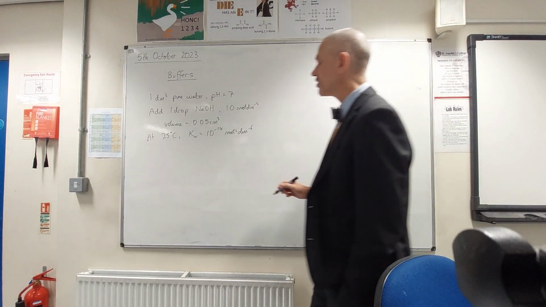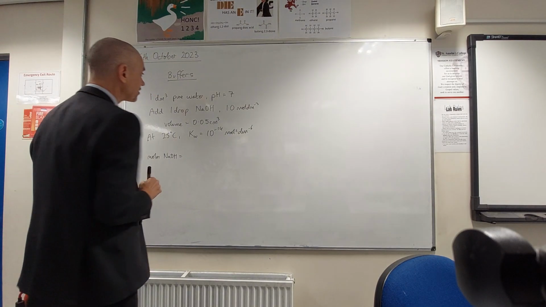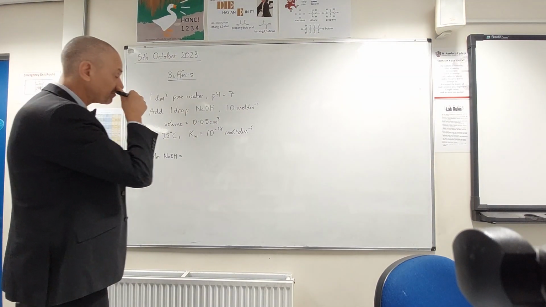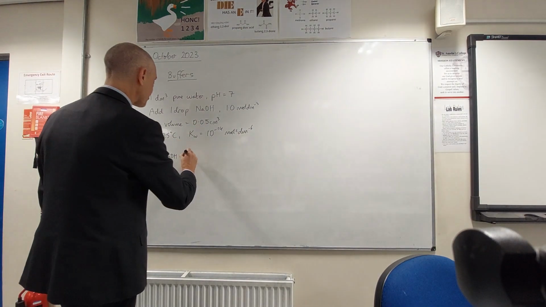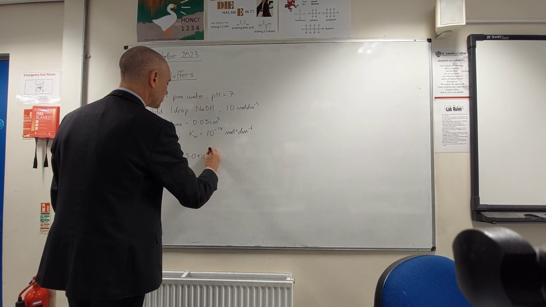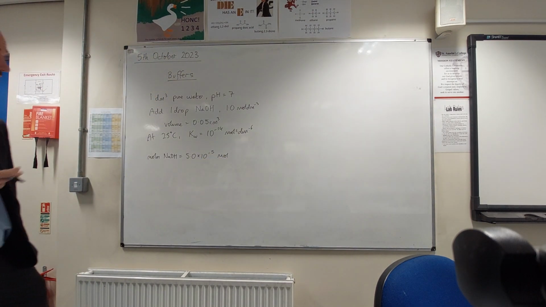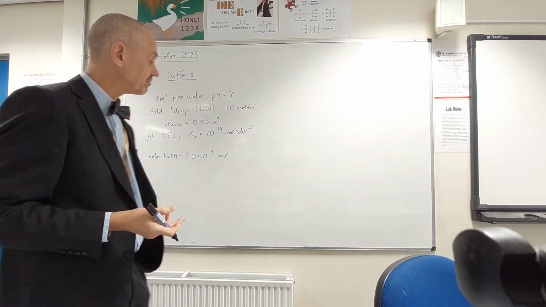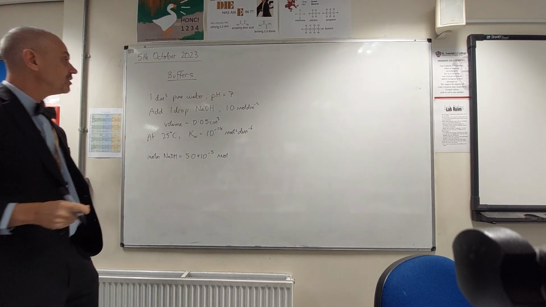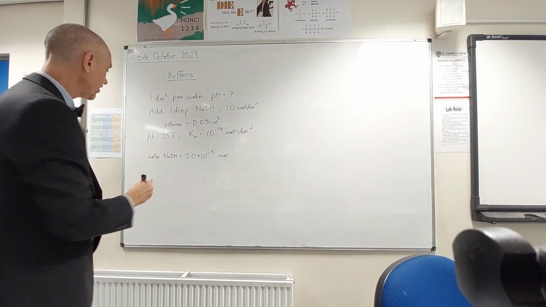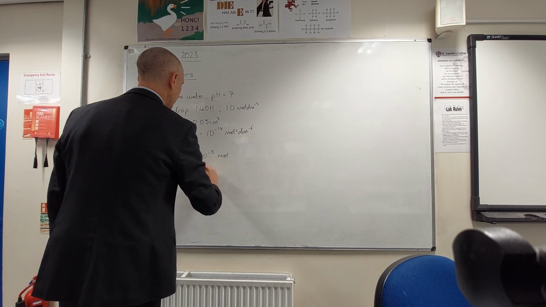So the calculation would go, well, let's work out the moles of sodium hydroxide first. Moles of sodium hydroxide, CV over 1,000, well, concentration's 1, so it's just 0.05 over 1,000, which is just 5 times 10 to the minus 5. And since there are 5 times 10 to the minus 5 moles of sodium hydroxide in 1 decimeter cubed of pure water, the concentration will therefore be 5 times 10 to the minus 5.